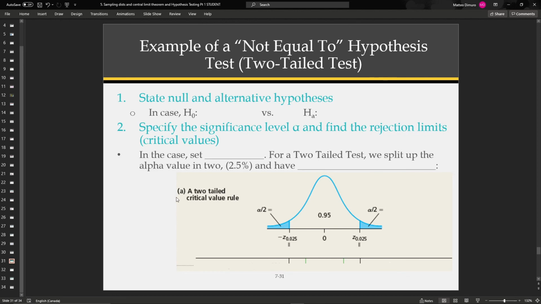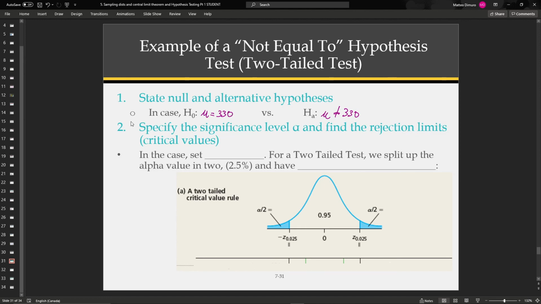Okay, so first step is always state those null hypothesis and alternative hypothesis. So the alternative is that the mean does not equal 330. And the null hypothesis is just that it does equal 330.